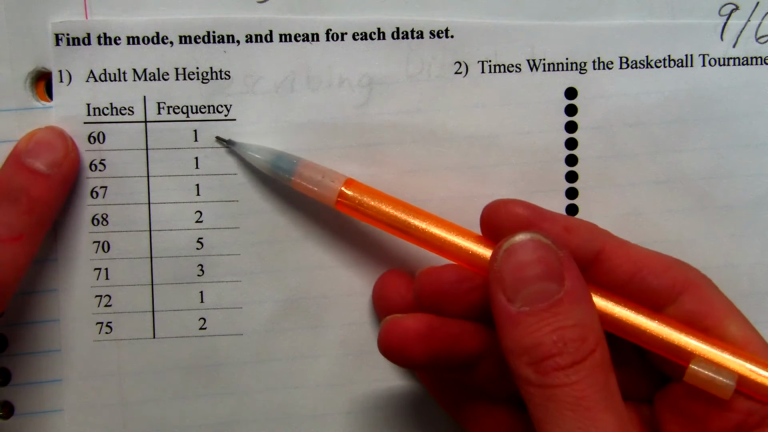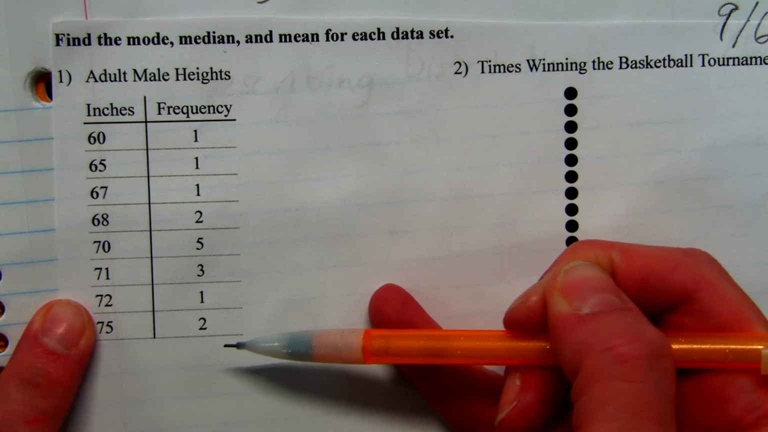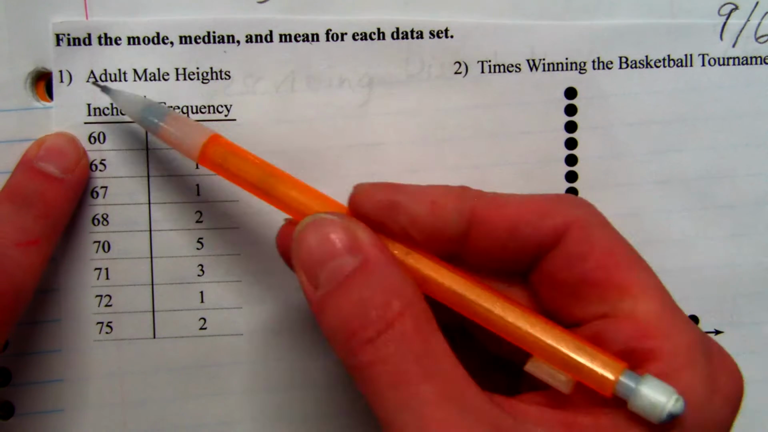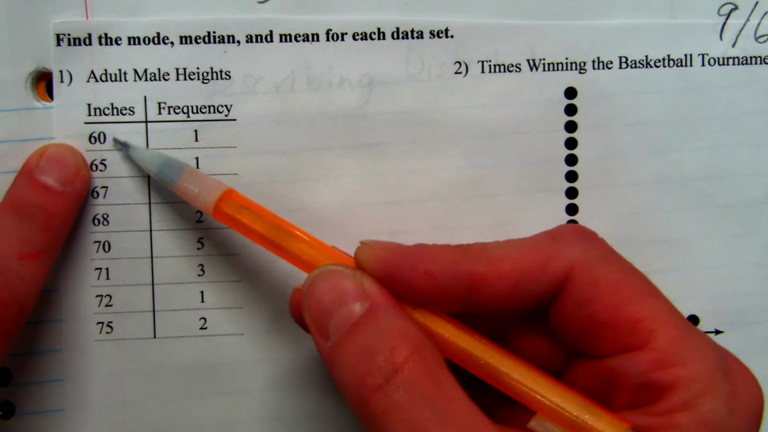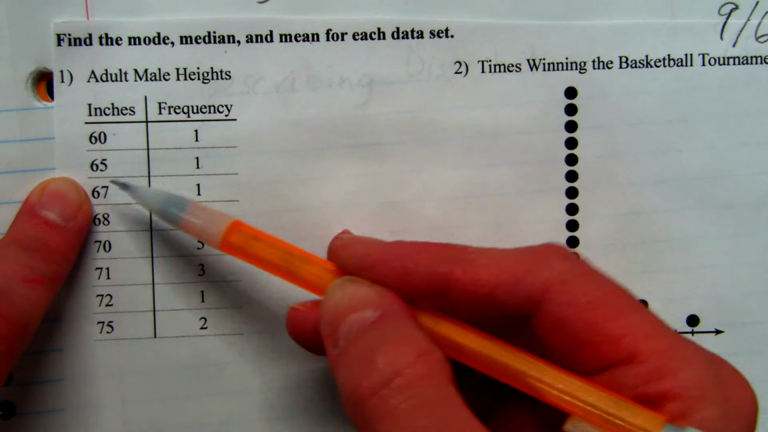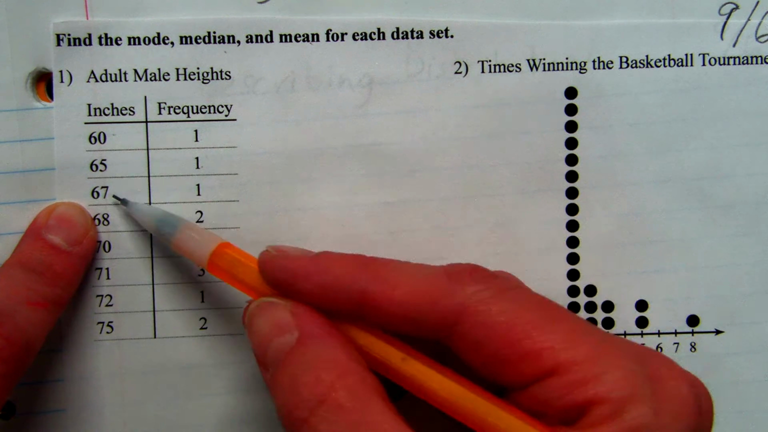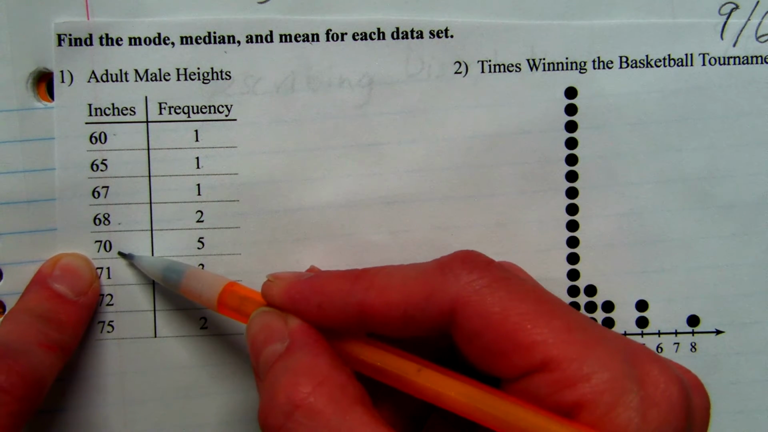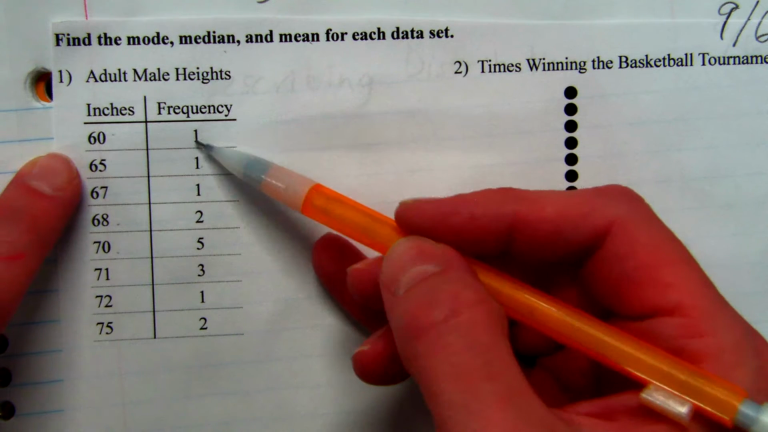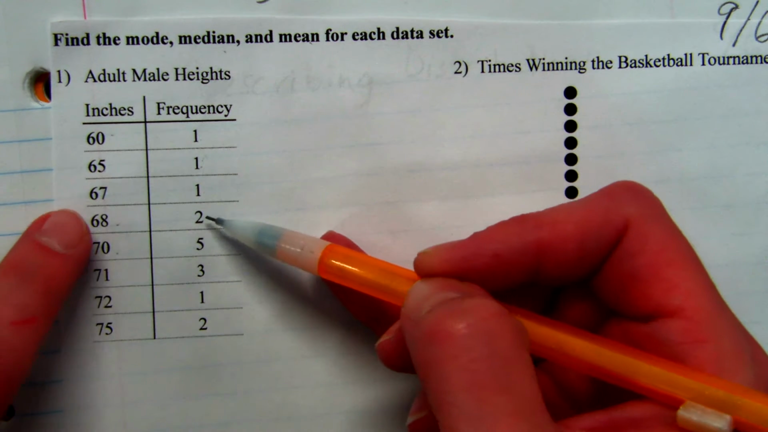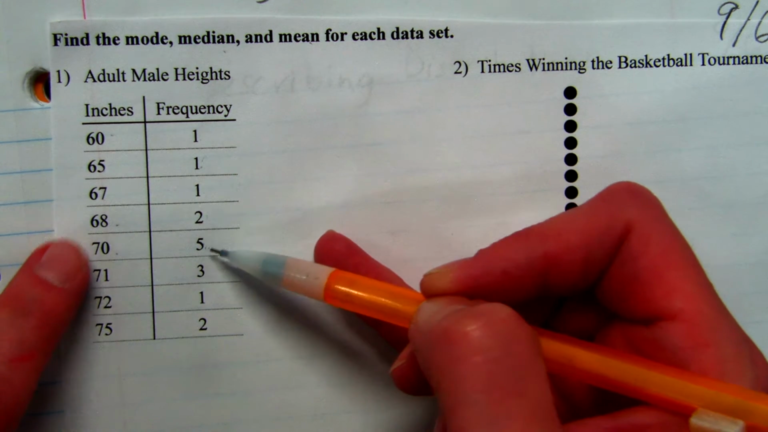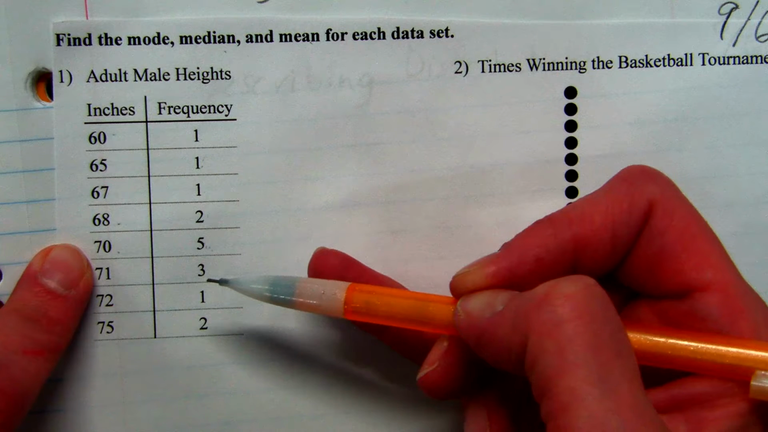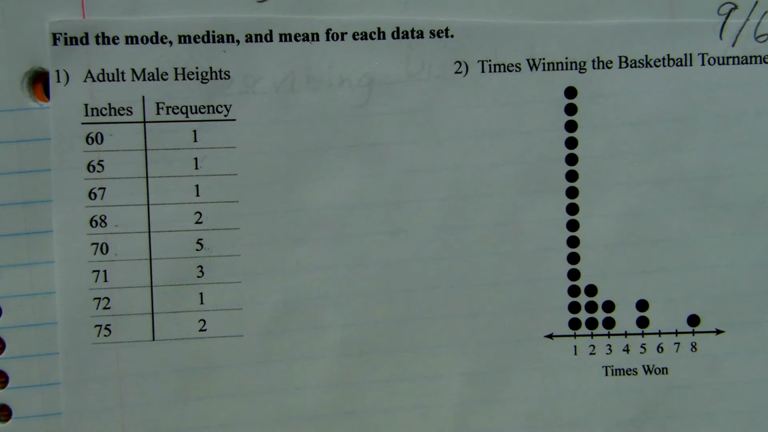If we are looking at this frequency table, I just want to make sure we all understand what it's saying. These are adult male heights. There is one person who is 60 inches tall, one person who is 65 inches tall, one that is 67, two people are 68 inches tall, 5 people are 70 inches tall. So if we were to list this out, it would go 60, 65, 67, 68, 68, 70, 70, 70, 70, 70. Does everybody understand what I'm talking about? Yeah. Okay, do we have to actually write all the numbers out to find things? No. Let's just start with the first one.